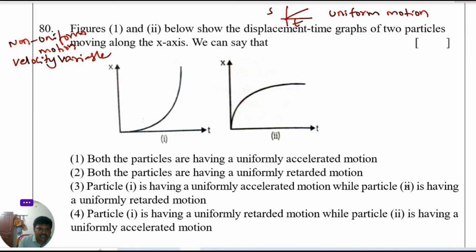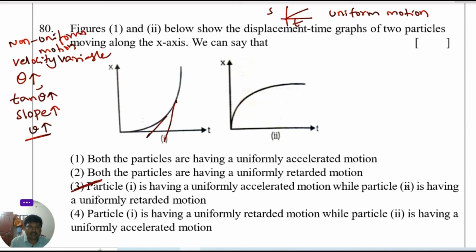But look at graph 1. Here theta is increasing. If theta is increasing, tan theta is increasing. If tan theta is increasing, the slope is increasing. Already we know very well, in a displacement time graph the slope gives velocity. If the slope increases, velocity increases. And velocity increases uniformly, that means equal changes in velocity in equal intervals of time. That means the particle is having uniformly accelerated motion.